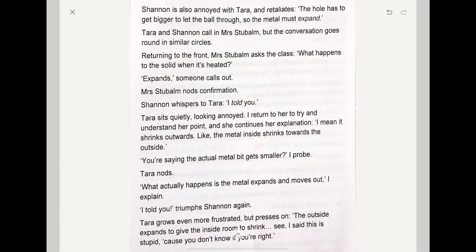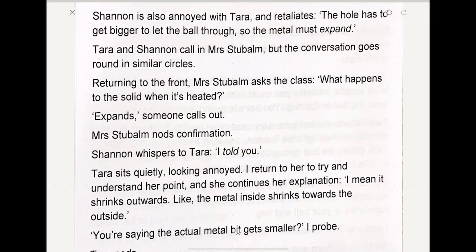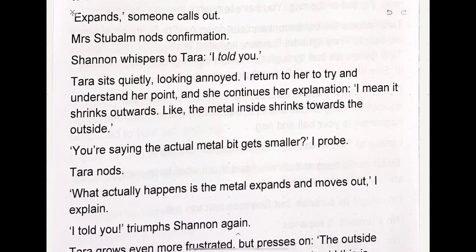Shannon is also annoyed with Tara and retaliates, "The hole has to get bigger to let the ball through, so the middle must expand." Tara and Shannon call her Mrs. Stewbaum, but the conversation goes around in similar circles. Returning to the front, Mrs. Stewbaum asks the class, "What happened to the solid when it's heated?" "Expands," someone calls out. Mrs. Stewbaum nods in confirmation. Shannon whispers to Tara, "I told you." Tara sits quietly, looking annoyed.